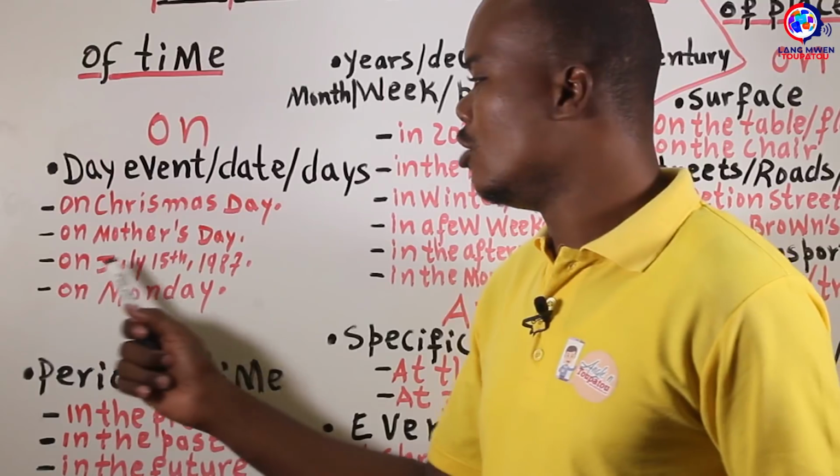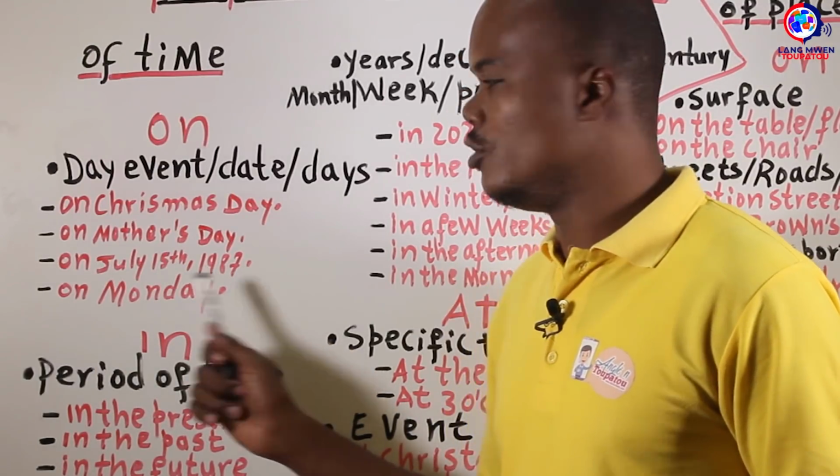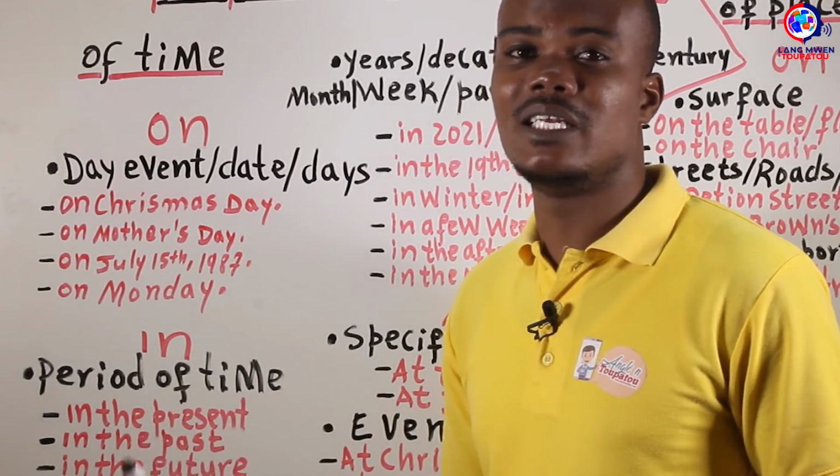So, you say on July 15, 1987. July 15, 1987 is a date.